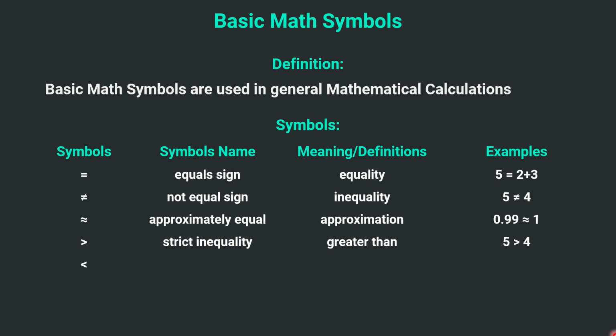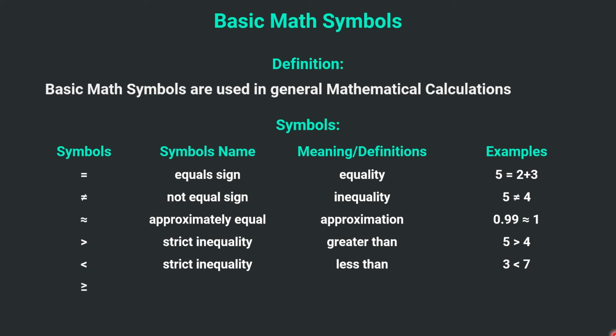Then we have this sign. This is again a strict inequality, and this is the less than sign. So 3 is less than 7. One thing you have to remember is that in these signs, wherever the mouth is open, the greater value will be on that side. So the mouth is open here, so the greater value 5 is here because 5 is greater than 4. And here the mouth is open here, so there is 7 which is greater than 3.